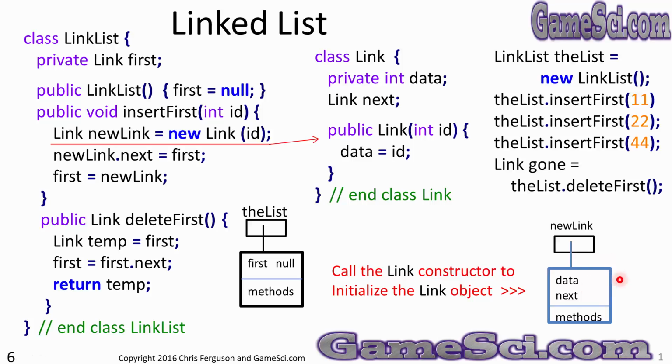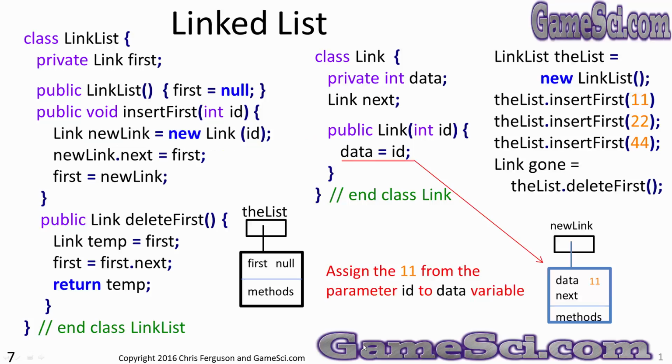Now I also drew this in blue just to make it a different color to separate it from the link list object. Anything in blue is going to be a link object. This one over here in black is a link list object. They are two different objects. So let's execute the code in the link constructor, and we'll initialize the data to 11. We'll assign the 11 from the parameter ID to the data variable. Remember, we set 11 as the parameter over here. It passed the 11 over to link, and the 11 showed up here in our object.